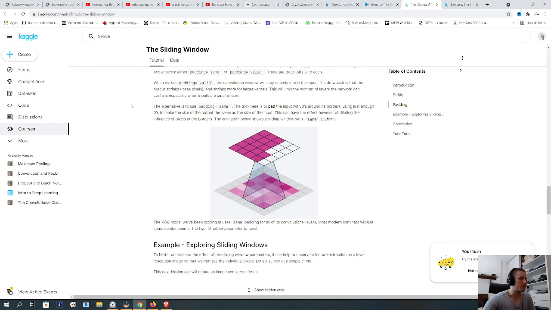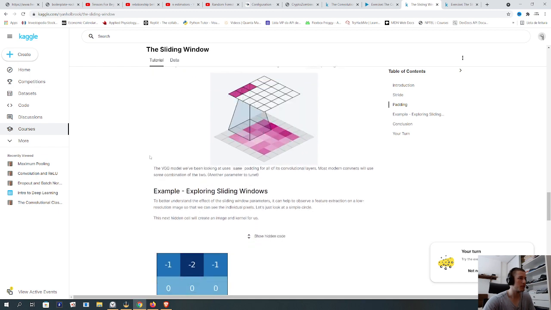The alternative is to use padding 'same'. The trick here is to pad the input with zeros around the border, using just enough zeros to make the size of the output the same as the size of the input. This can have the effect, however, of diluting the influence of pixels at the borders. The animation below shows a sliding window with same padding. The VGG model we've been looking at uses the same padding for all of its convolutional layers. Most modern convnets will use some combination of the two.